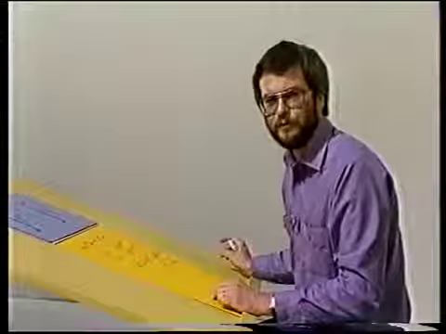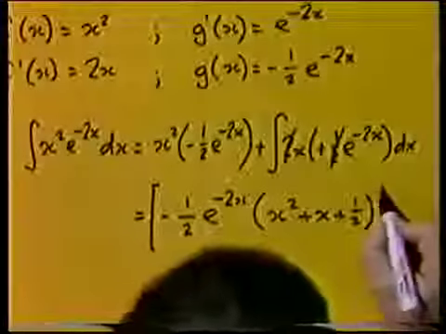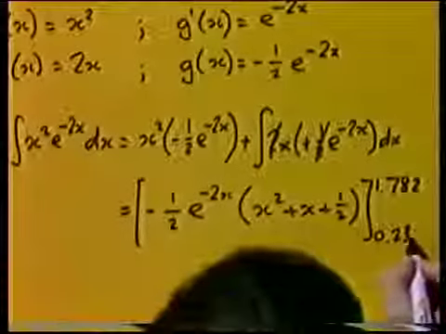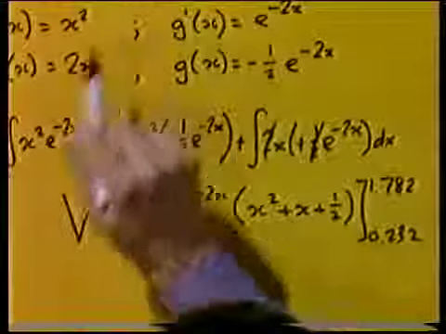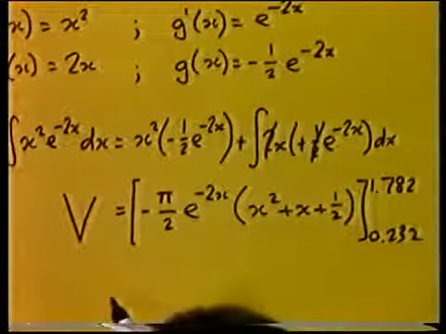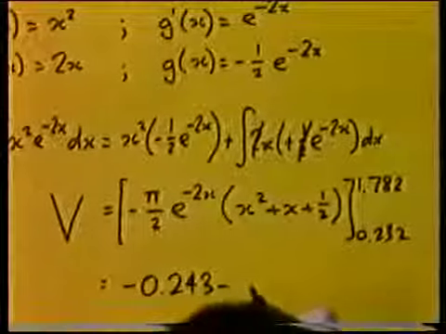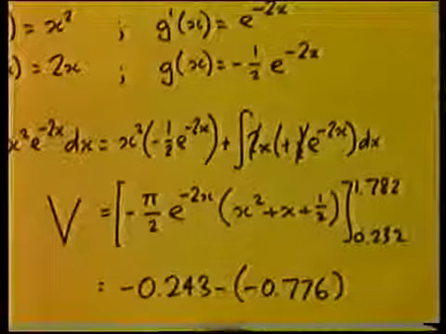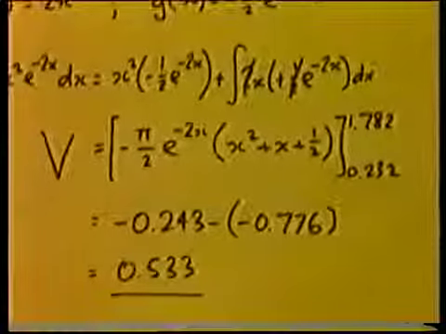And the volume, what about the volume? Well, that's given by the difference between this at 1.782 and 0.232, except I have to remember to put back in the factor of pi that I left out here. And on my calculator, this gave me minus 0.243 minus 0.776, which turns out to be 0.533. And that's to 3 decimal places.